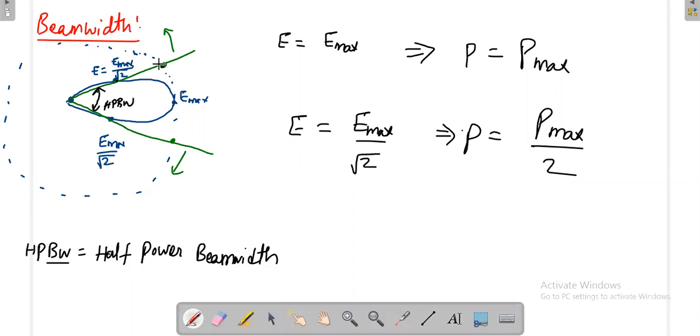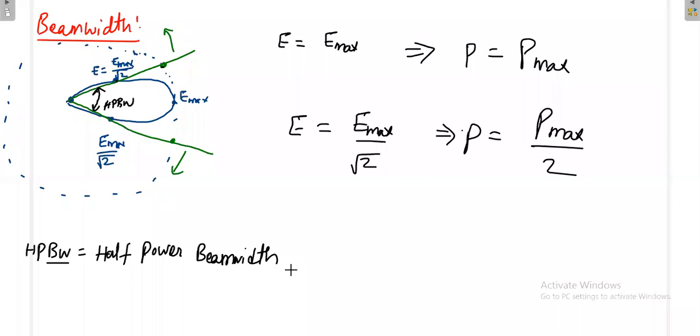Electric field means 70%, power means 50% of the power, you know, from the circuit analysis point of view also. Whenever you calculate the power at 50%, if you calculate the voltage or current, that is roughly 1 by root 2 times or 0.707 times. So that's why these 2 points are called half power beamwidth. These 2 points are called half power beamwidth.